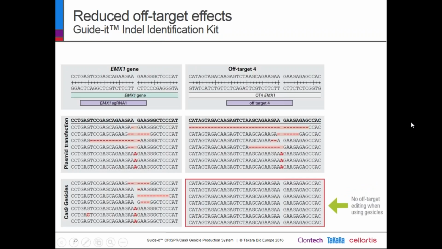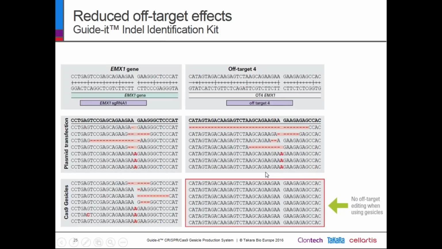We then wanted to go one step further and used our guided indel identification kit, which is just a complete system to clone your edited sequences and to send them to sequencing. So here we isolated single clones and sequenced them. And again, we compared the plasmid delivery here on top to the Gesicle delivery. On the left hand, you can see the EMX1 target site. You can see here the different editing events. And on the right, the off-target.